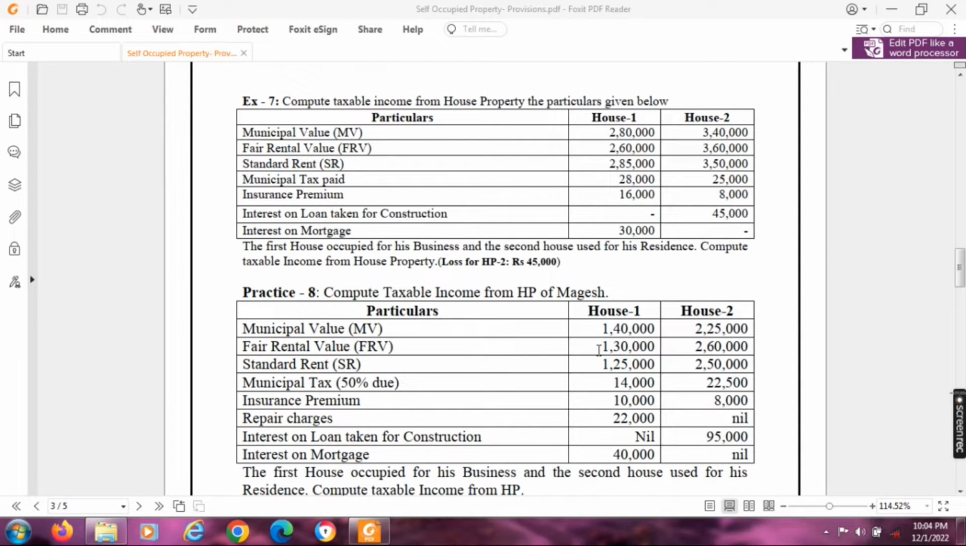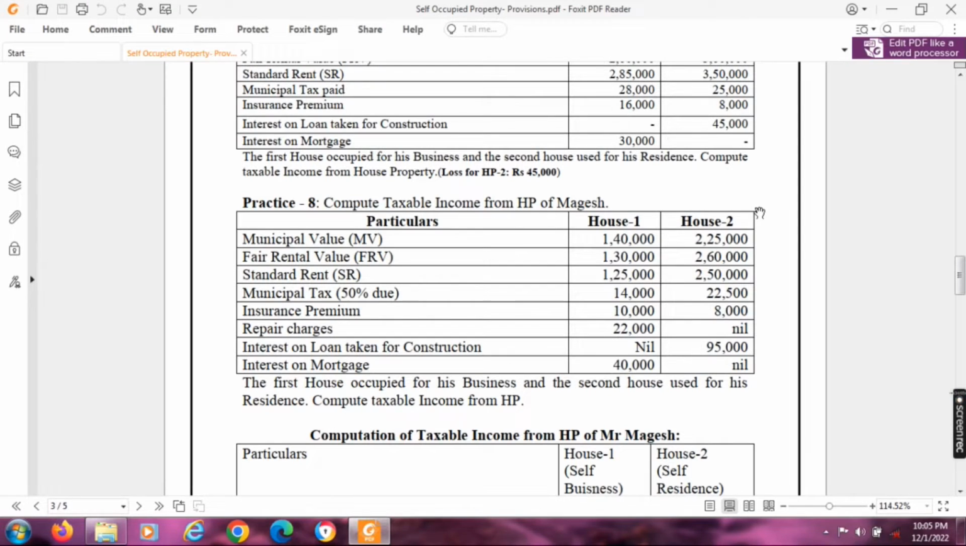Interest on loan taken for construction, this one is required. For house 1, 0. For house 2, 95,000. This amount will be allowed, permitted to deduct. Interest on mortgage will not be considered anywhere. It should be ignored.